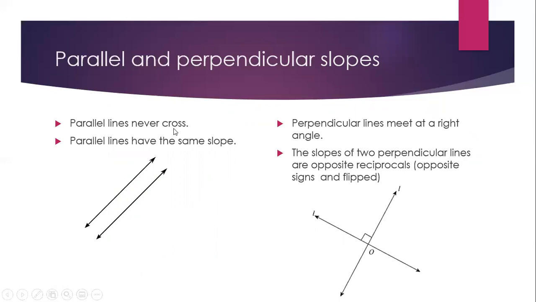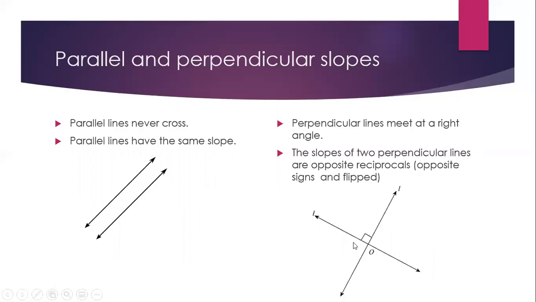Parallel lines never cross. They also have the same slope. That's a really important thing. Parallel lines have the same slope, and we'll get to that in a minute. All right. Perpendicular lines meet at a right angle. The slopes of two perpendicular lines are opposite reciprocals. What does that mean? Opposite signs and flipped. Reciprocal just means flipped. Like if I say take the reciprocal, I say flip it.